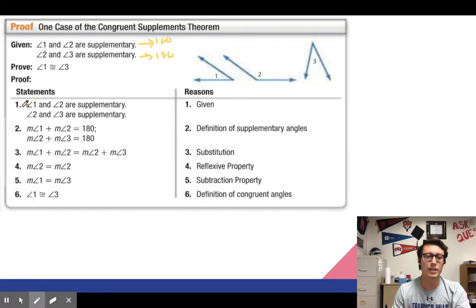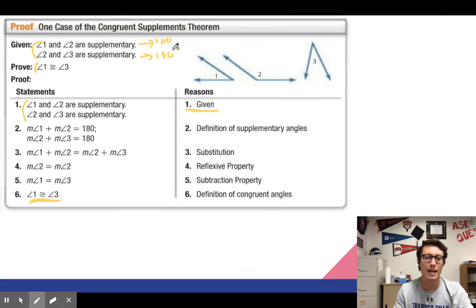Remember, easy money. Rewrite your original statements as your first statement. Always write given as your first reason, and always write what you're trying to prove as your final statement. Three easy points right there. The second statement says that the measure of angle 1 plus the measure of angle 2 is 180. We know that's true because that's the definition of supplementary angles.